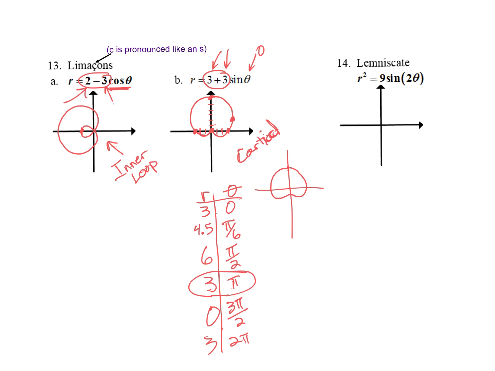If the number over here on the first is bigger, then it makes either a dimpled shape like this, or it gets really flat and starts looking like a circle, the bigger the number gets. I'll show you that in a minute.